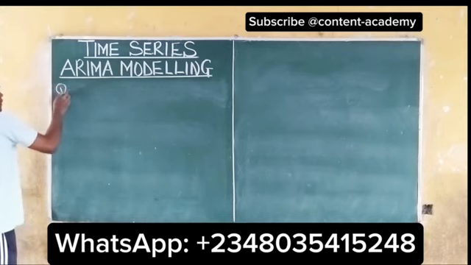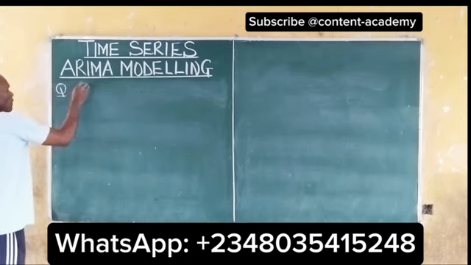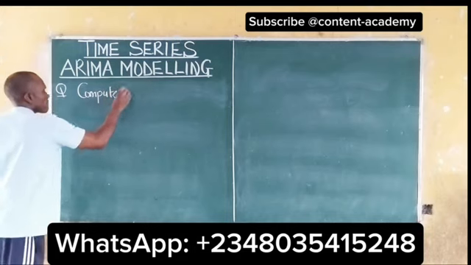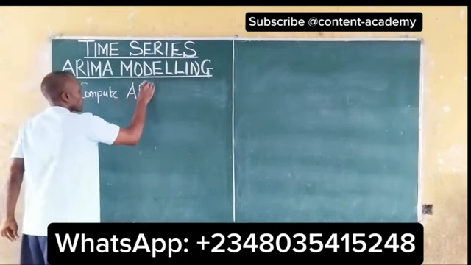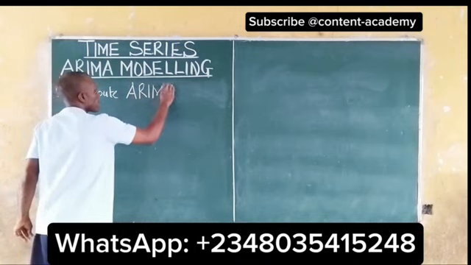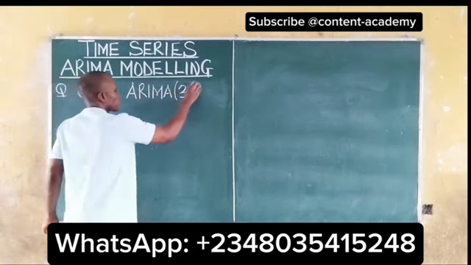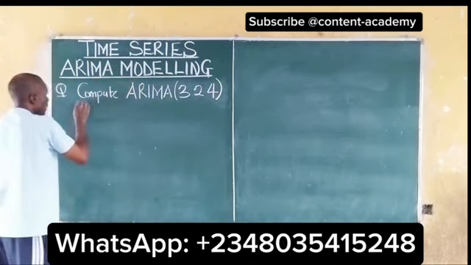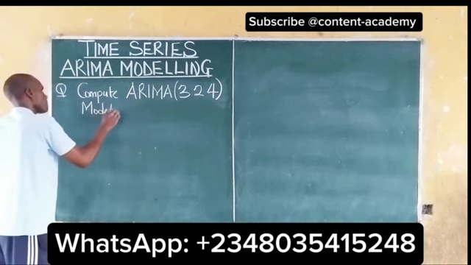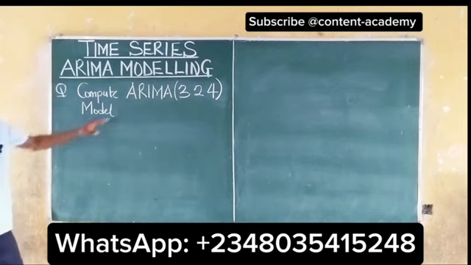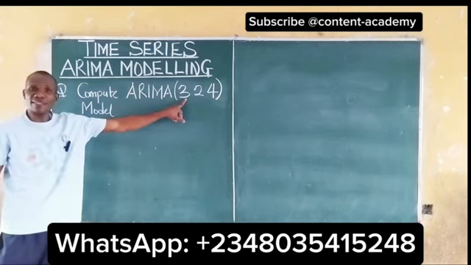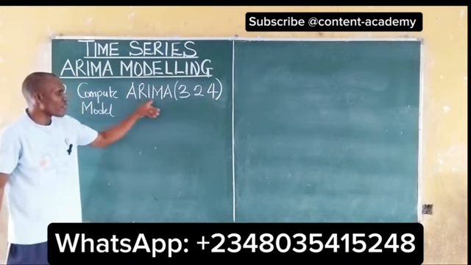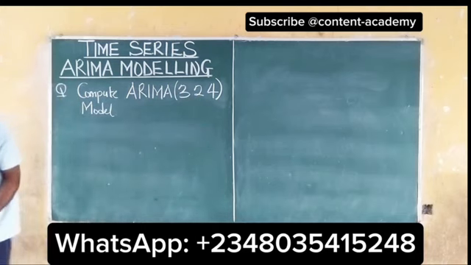So we have here another question. Complete ARIMA 3, 2, 4 model. For this ARIMA 3, 2, 4 model, our auto-regressive part is of order 3, our moving average part is of order 4, while the differential part is just 2.